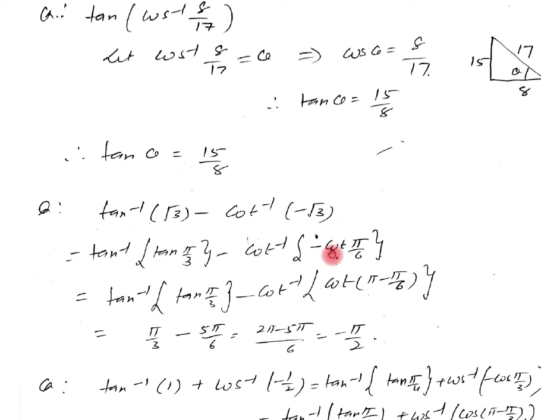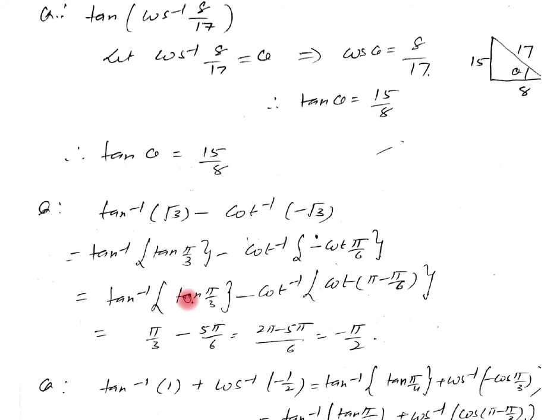Now it is cot inverse of minus cot pi by 6. Again the range of cot inverse is what? Open interval 0 to pi. It means this value must lie between 0 and pi. Now minus cot pi by 6 is shifting to the second quadrant, so it must lie within the range. So then we are simplifying. Earlier we have also done this question.